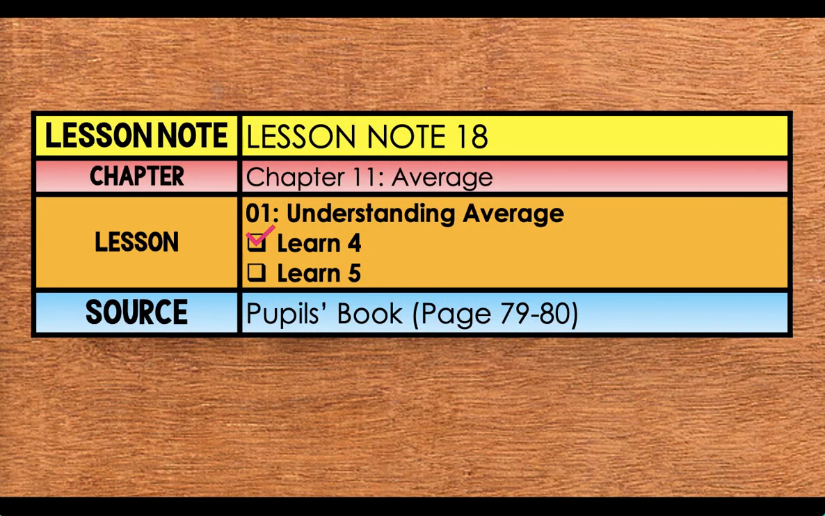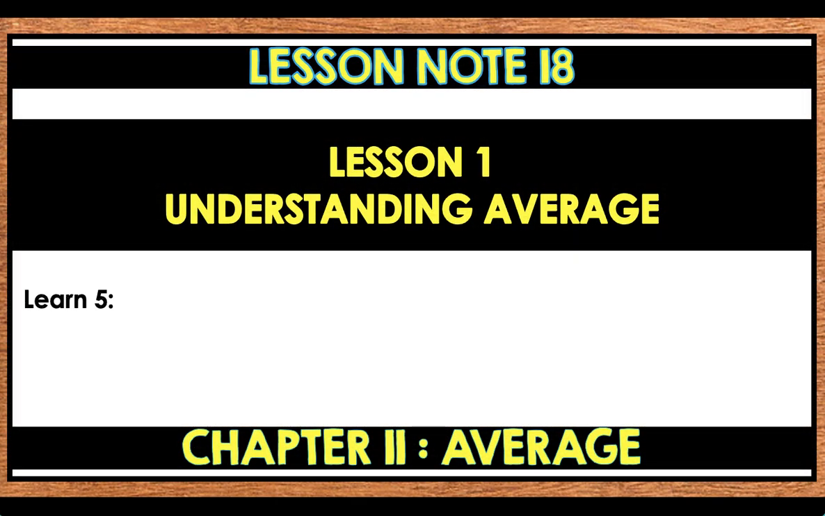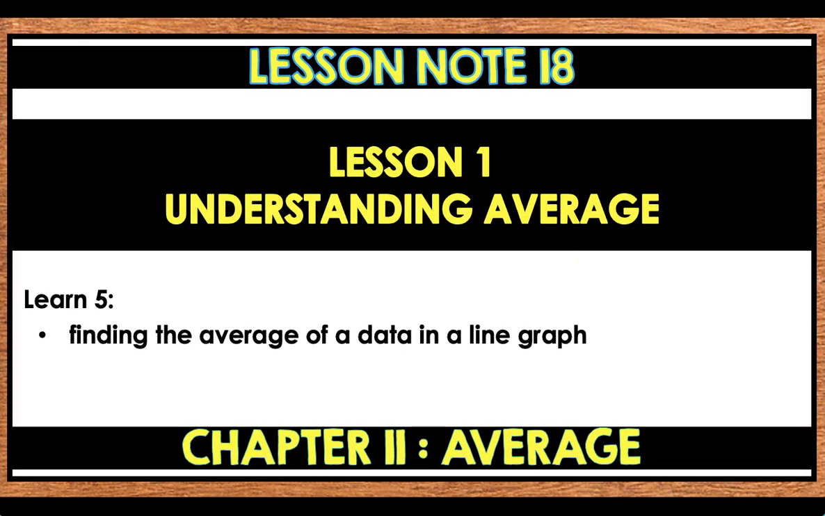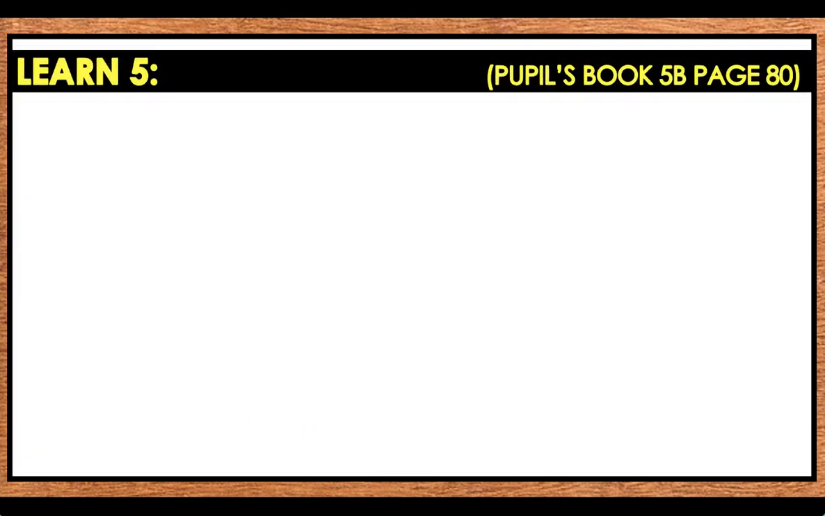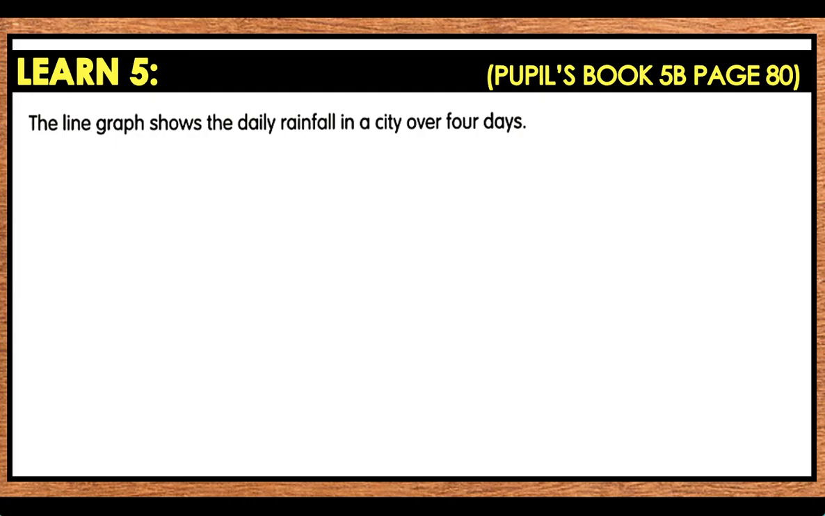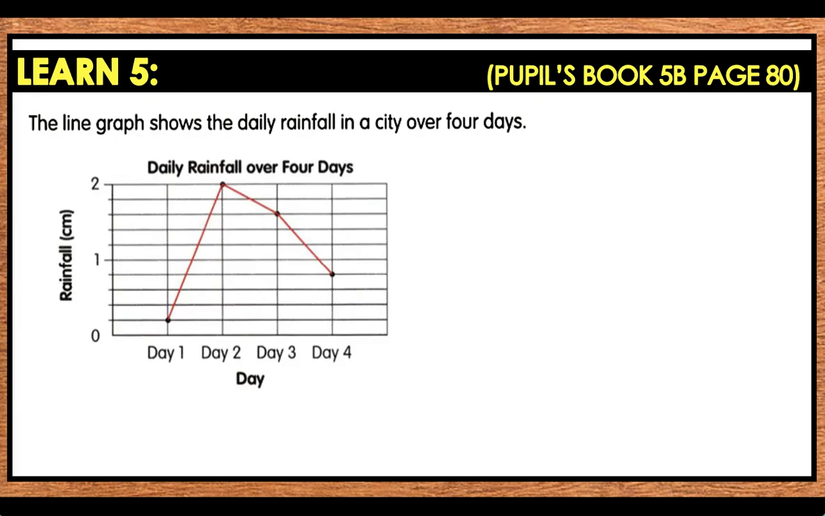We're done with Learn 4. Time for us to understand the topic related to Learn 5. Learn 5 is finding the average of data in a line graph. Let's look at this example taken from your pupil's book, page 80. The line graph shows the daily rainfall in a city over 4 days. What was the average daily rainfall over the 4 days?